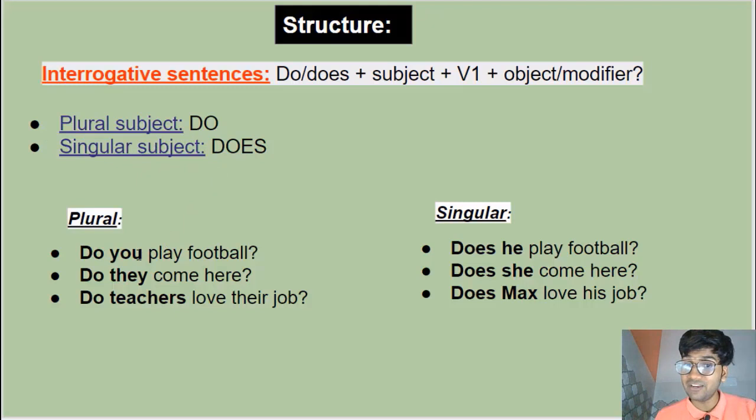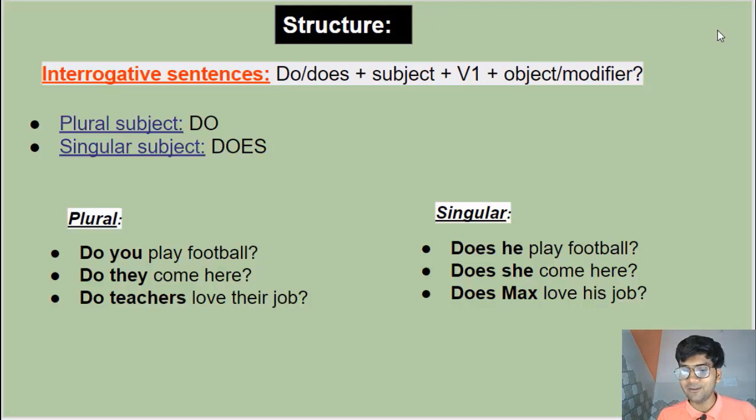Okay. Do you play football? Do they come here? Do teachers love their job? So all these subjects are plural: you, they, teachers. And that's the reason why we're using do. Okay. Singular subject. Does he play football? Does she come here? Does Max love his job? So if the subject is singular, we use does.